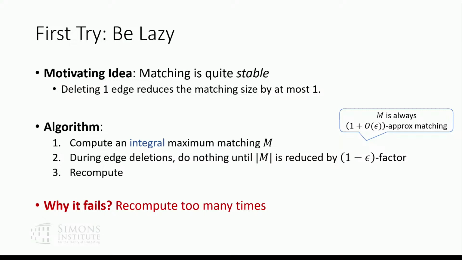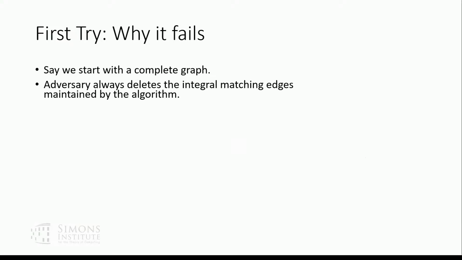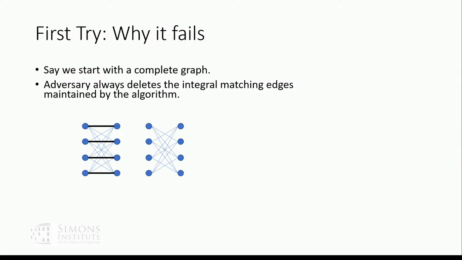You're going to have to recompute too many times. So let's see that in more detail. Let's say the original graph is actually just a complete graph. And the adversary is always going to use the same strategy, which is whatever matching you pick, they're just going to delete the edges of that matching. So you start with a complete graph and some matching. The adversary is going to delete the edges of your matching. Now you have an almost complete graph.